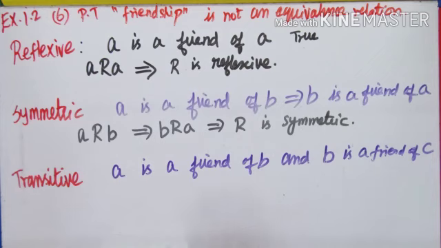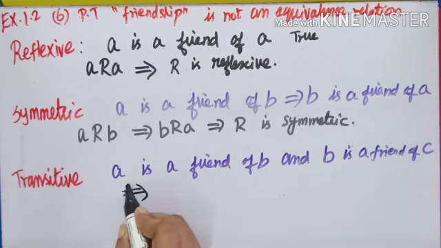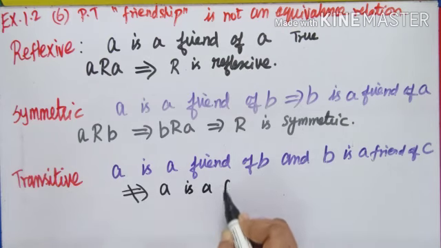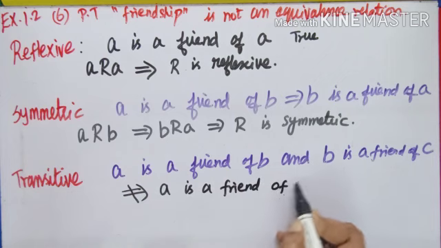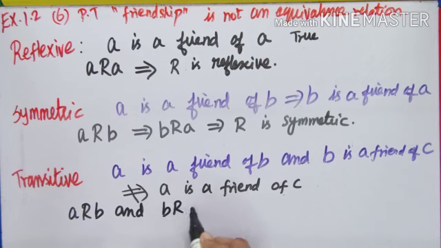Or else I can say A is a friend of B. This is in your neighborhood. B is a friend of C. This is in school. So A and C need not be friends. So I say A is a friend of B and B is a friend of C does not imply A is a friend of C. Therefore, A related to B and B related to C does not imply A related to C.